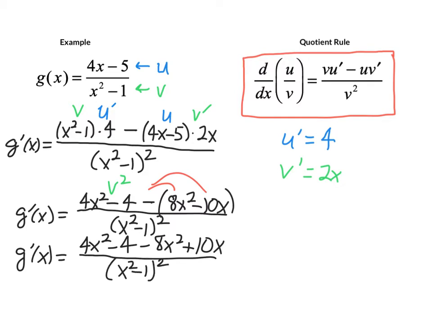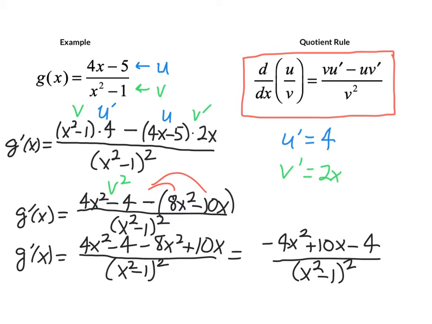quantity squared. And then we can combine our like terms in the numerator. So that gives us negative 4x squared plus 10x minus 4. We put that in descending order over x squared minus 1 quantity squared.